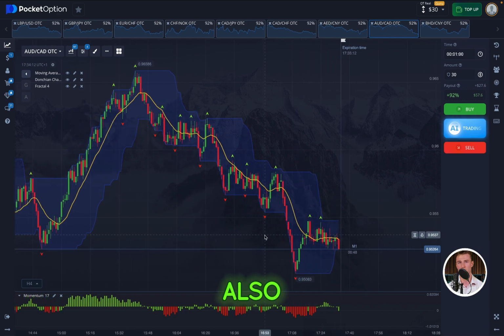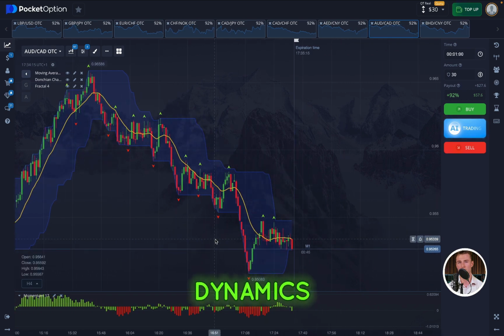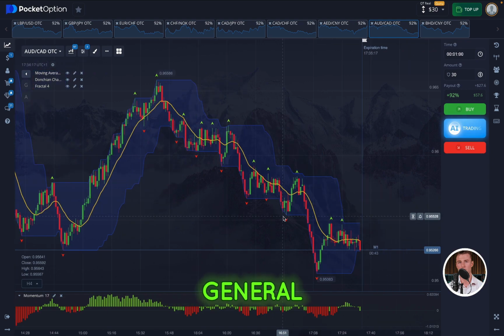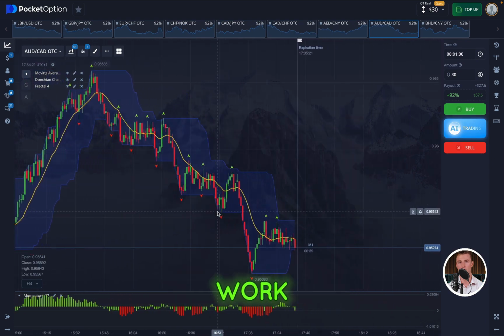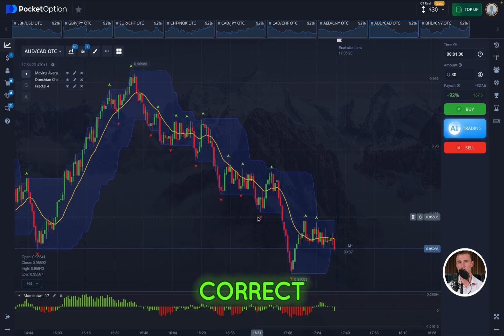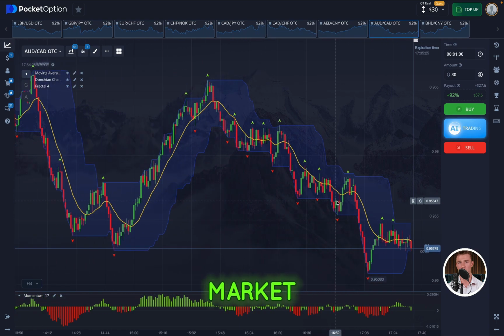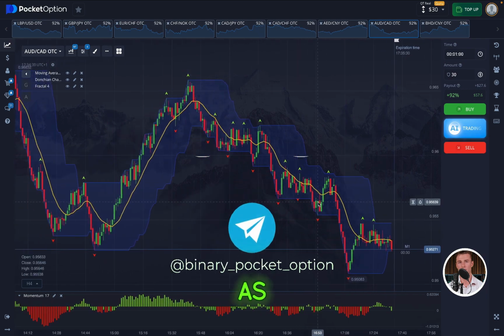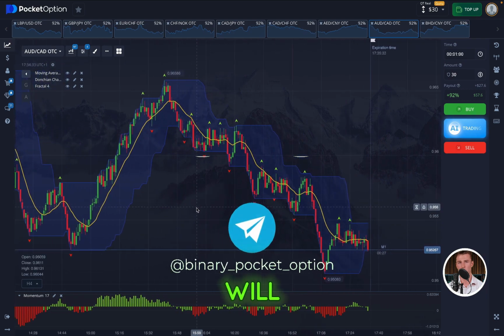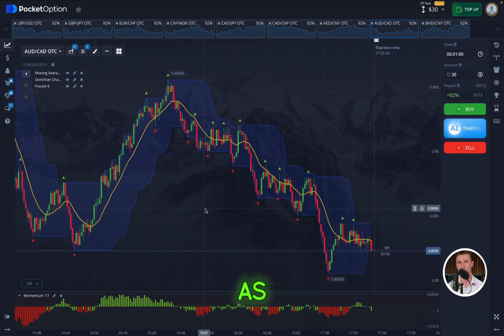And we will also observe the volume dynamics, a simple strategy in general, and in 70% of cases, it works if you have the correct understanding of the work of the indicators and the correct analysis of the market. Our positions are always closed in a plus as you trade. I think you will understand everything perfectly as I will try to explain each trade in detail today.